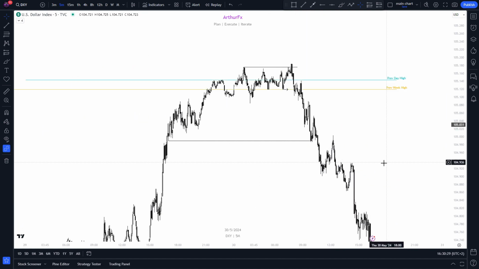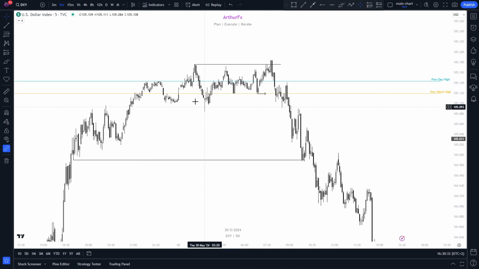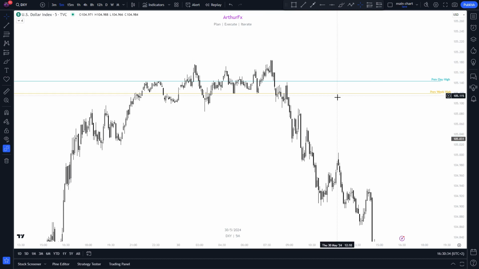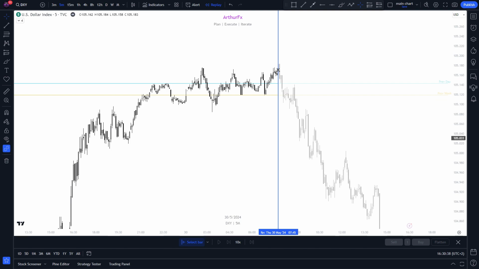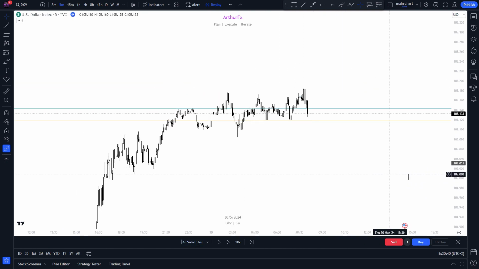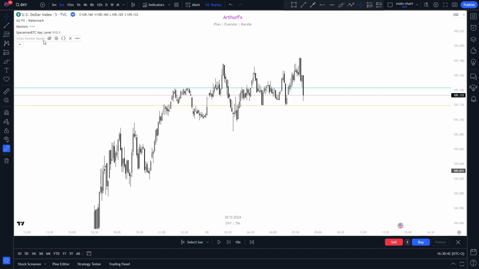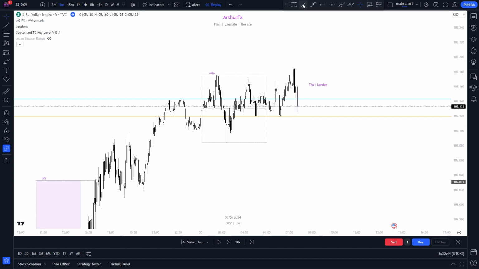So as you can see here marked up, I'll just remove everything and go over it again. So yeah, let me go to London Open, which is right here. I'll just put on the sessions, and then we can see right here that we had a sweep of Asia high, and then we came straight down.